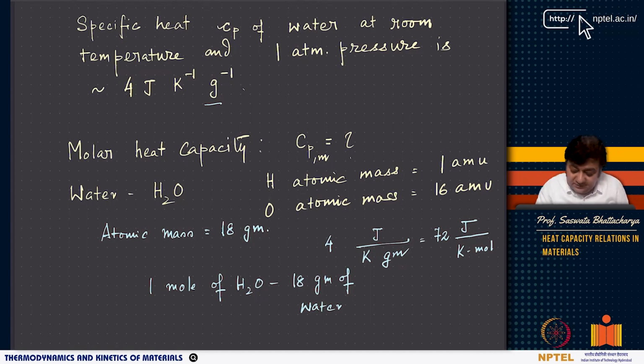right? Because the molecular weight of water is 18, 1 mole contains 18 grams of water, and 18 grams equals 1 mole. Therefore, 1 gram equals 1 by 18 moles. I am just putting 1 by 18 instead of 1 gram. So 18 times 4 is 72. So 72 joules per Kelvin per mole is the molar heat capacity of water. Right? So this is how from specific heat you can go to molar heat capacity.